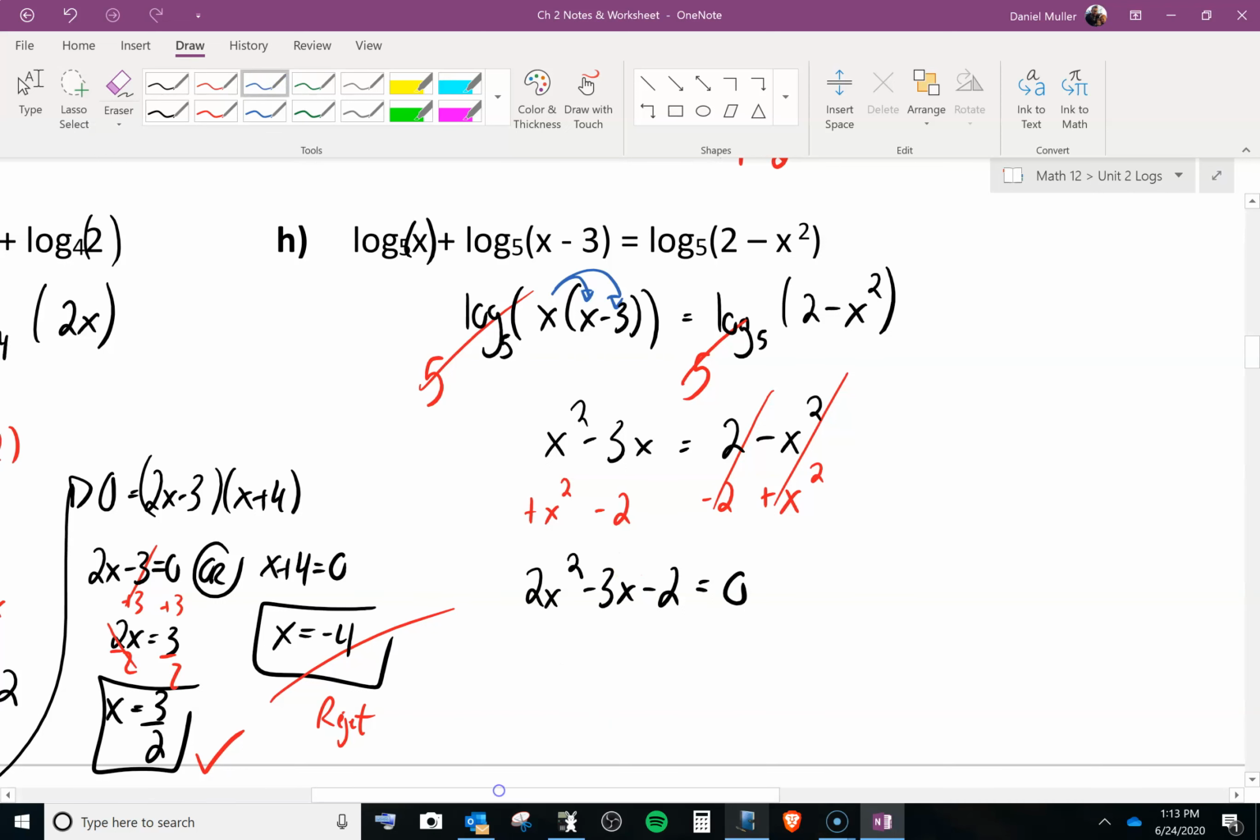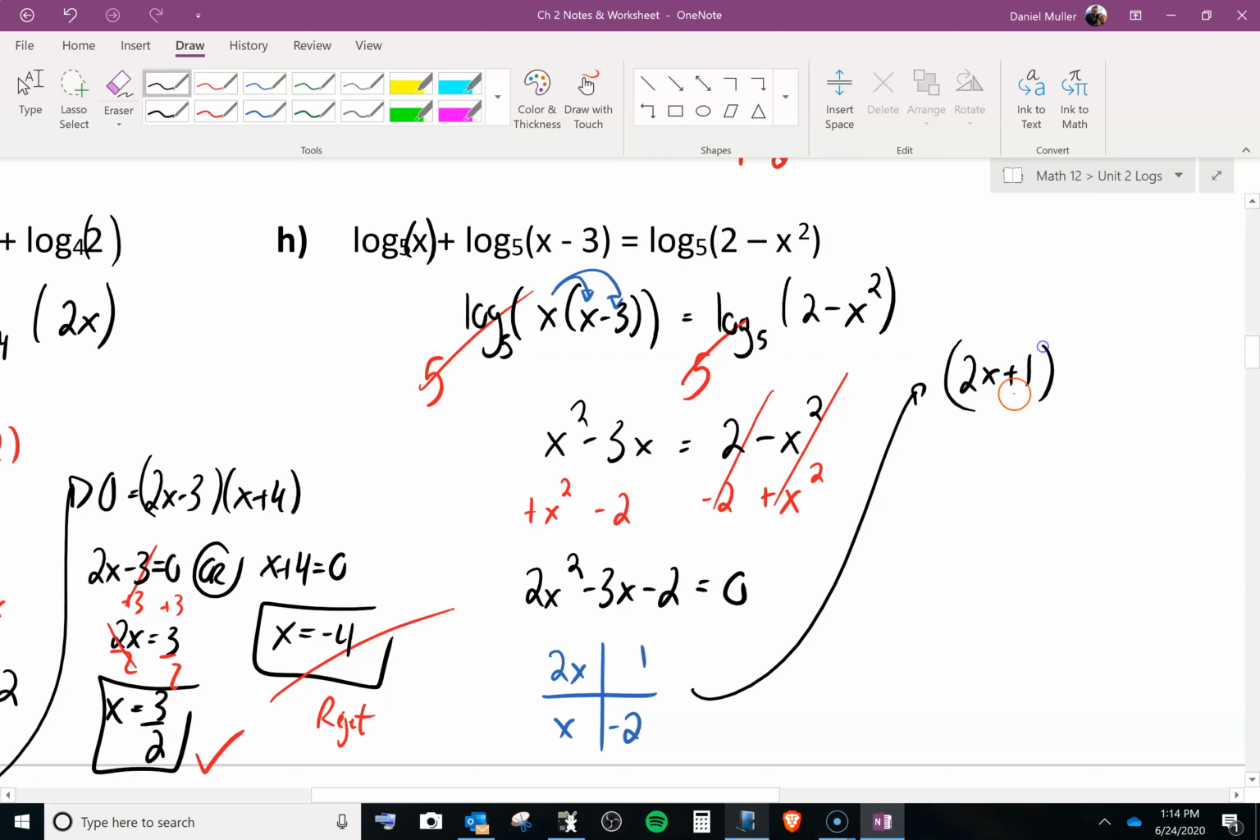Let's see. So 2x and x, and then 2 and 1 make that negative, and I get negative 4 plus 1 is negative 3. So that's good. Yeah, I think that works. So I am left with 2x plus 1 and an x minus 2 is equal to 0. So I've got a 2x plus 1 can be 0, or an x minus 2 can be 0.